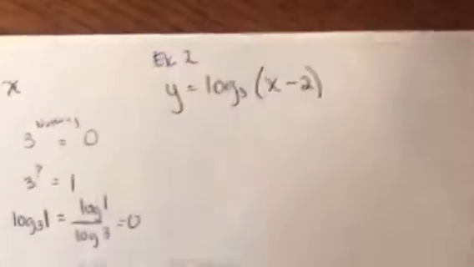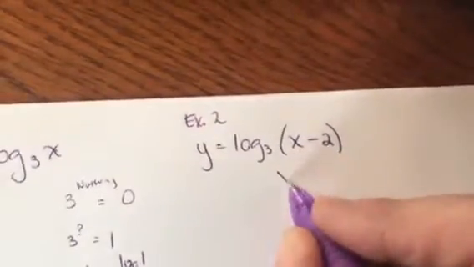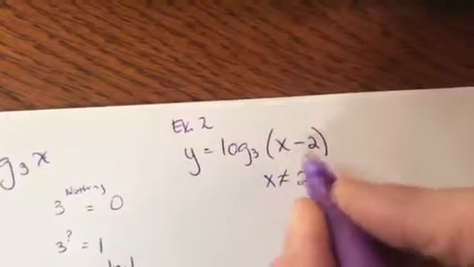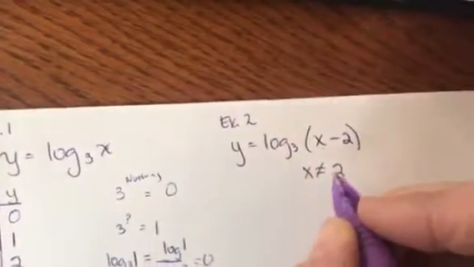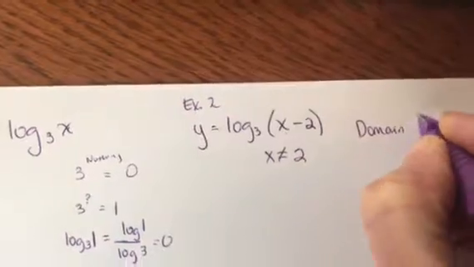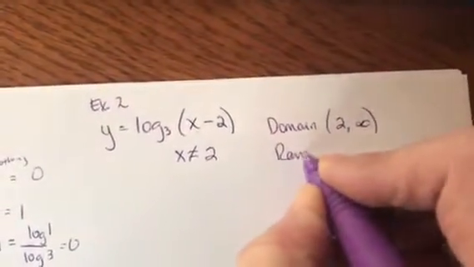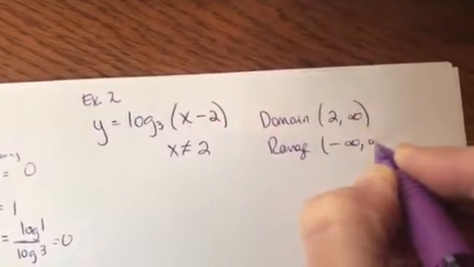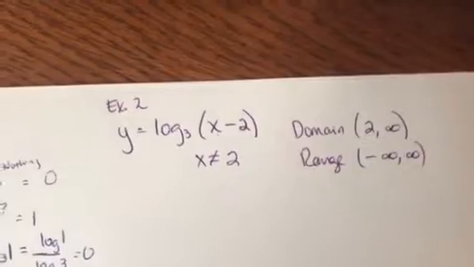Now, what happens if I subtract 2? Well, the first thing I would ask you is notice that x can't be 2, because if it is, this would be 0, and you can't take the log of 0. So I have to make sure that I only plug in values greater than 2. In fact, my domain would be 2 to infinity. Your range is always all real numbers. It's kind of the opposite, because that's what these are, of the exponential function.